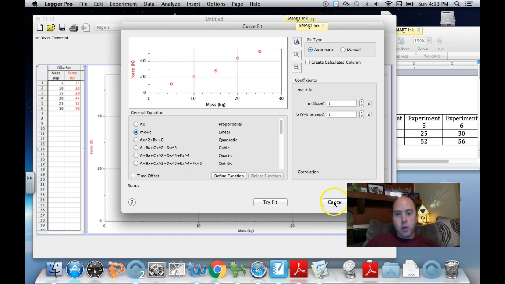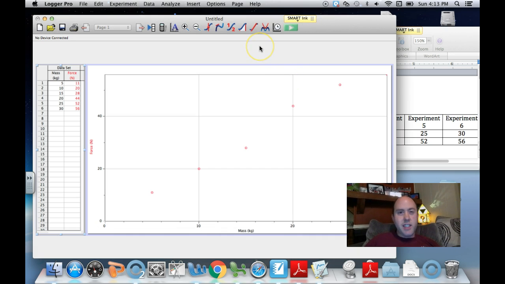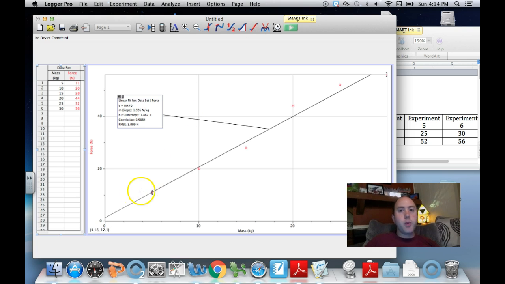That's one option. Or, because linear is one of the most common ones, they actually have a button right here that's linear fit, so I just push it. And it makes what's called a regression line. So notice the line does not touch every single dot. In fact, what it does is it finds the average. It finds the average between them.